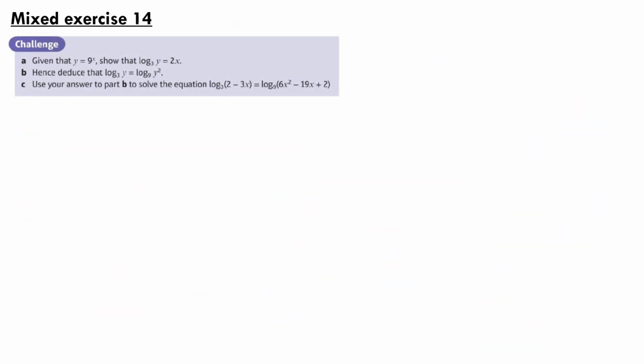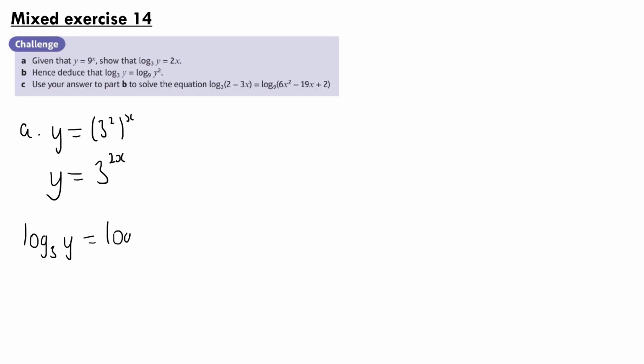And our final question is for mixed exercise 14. Part A says, given that y equals 9 to the power of x, show that log base 3 of y is equal to 2x. So we can rewrite 9 to the power of x as 3 squared to the power of x. So we have y equals 3 to the power of 2x. Now, if we take log base 3 of both sides, then we're going to have log base 3 of y is equal to log base 3 of 3 to the power of 2x, which is just 2x as required.